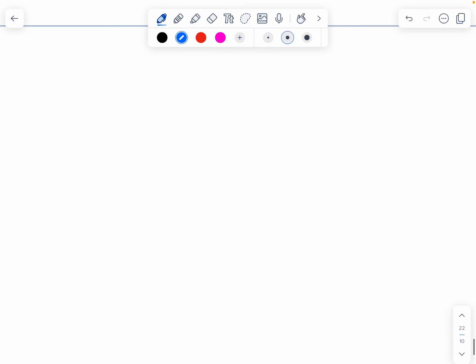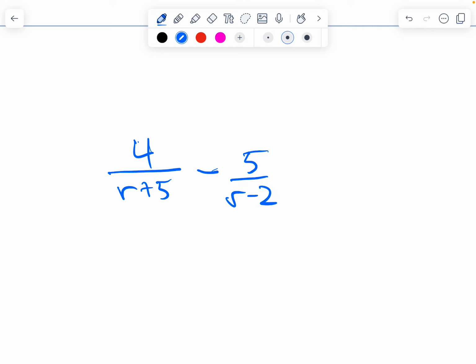Okay, here's another one, guys. Give this one a try. We have 4 over (r plus 5) minus 5 over (r minus 2). Go ahead and pause the video and give this one a try.